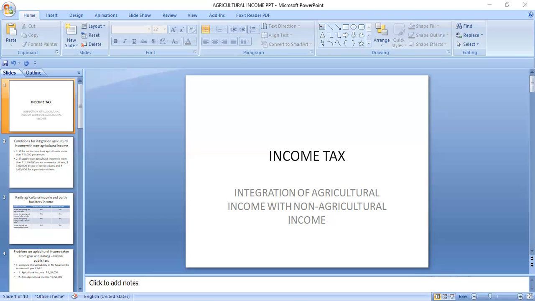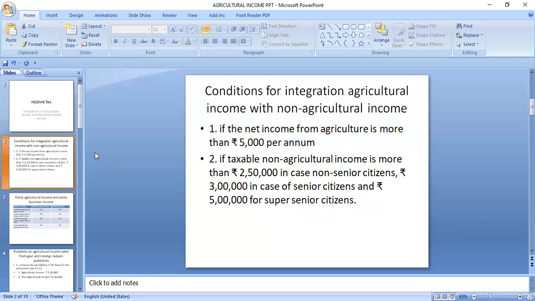There are two conditions for clubbing these two incomes. The first condition is, so I'll share the second screen, second PPT. Now, if the net income from agriculture is more than rupees 5,000 per annum, this is the first condition.